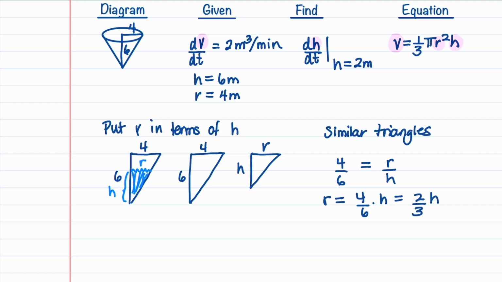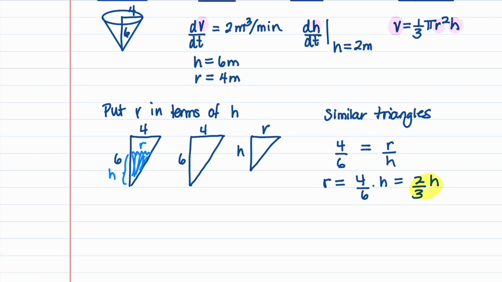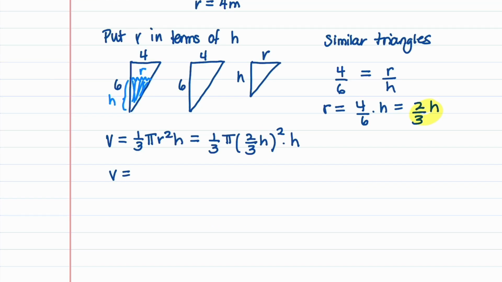times h. Let me go ahead and highlight that because that's what we're going to plug into our formula. Our formula is V is equal to 1/3 πr²h. Now we're going to substitute in that r is 2/3 h. So we have 1/3 π, 2/3 h, that gets squared, times h. Our volume then is 2 squared, which is 4, and then we have 3 times 3 times 3, which is 27. So we have a 4/27 π h cubed.